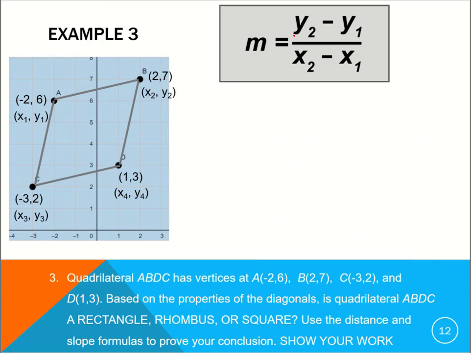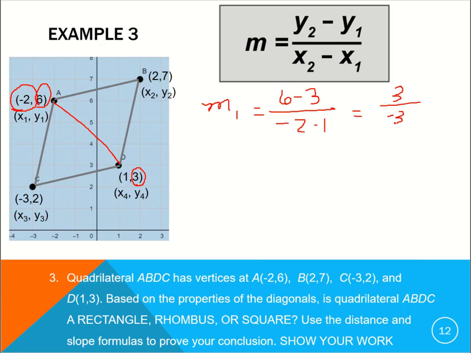Here's the formula for slope. All right, we're finding the slope of the first diagonal. So we're going to be subtracting our y values in our coordinates. So 6 minus 3 over, go back to the one that you started with, negative 2 minus 1. 6 minus 3 is 3. Negative 2 minus 1 is a negative 3. That simplifies to a negative 1. Positive 3 divided by negative 3 is a negative 1.